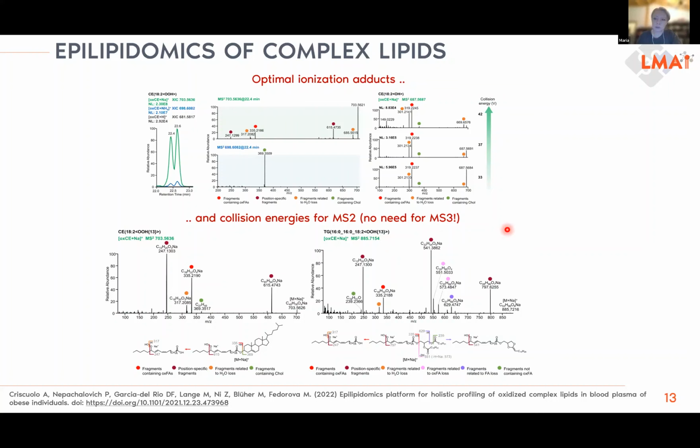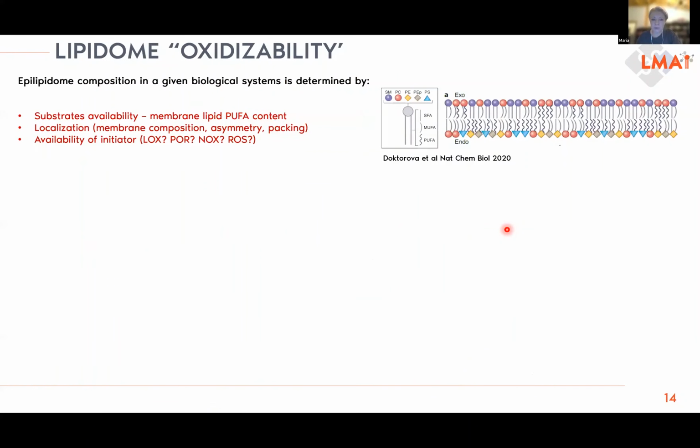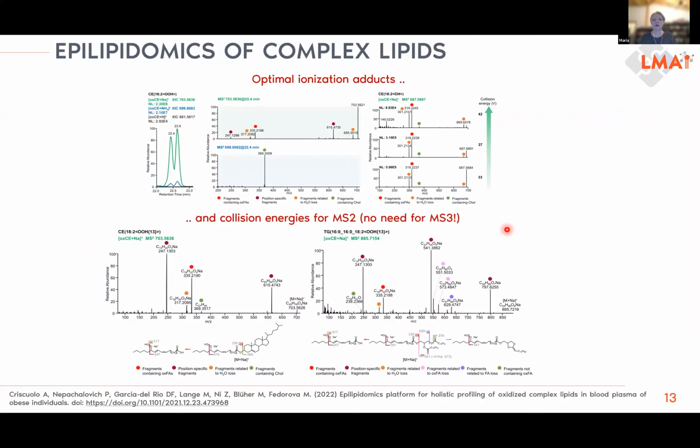Oxidized phospholipids we measure in the negative ion mode. So with all this information, we now have a method which allows us to measure oxidized lipids accurately. So we know their mass spectrometry behavior, MS2 behavior, we know their elution patterns, and so on.